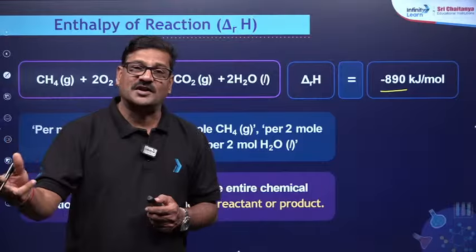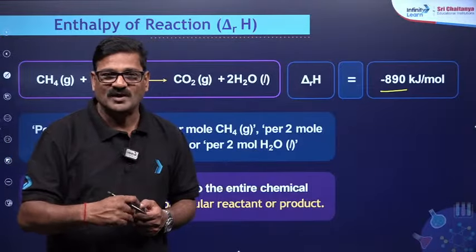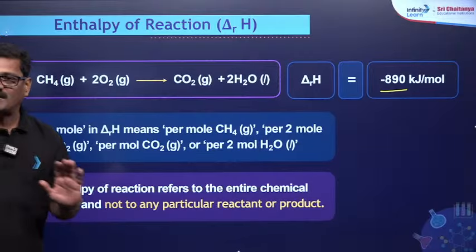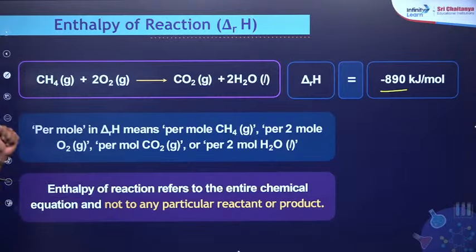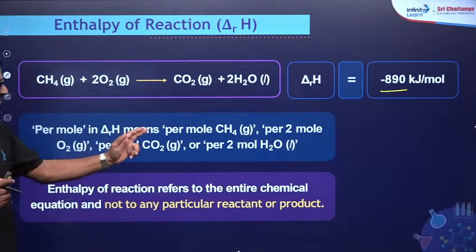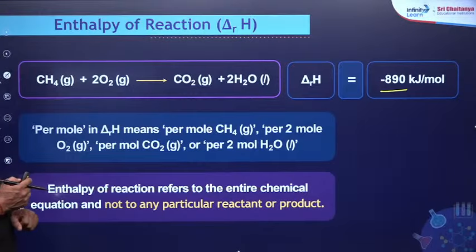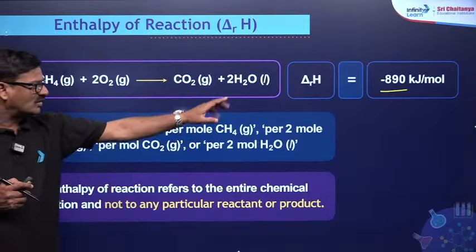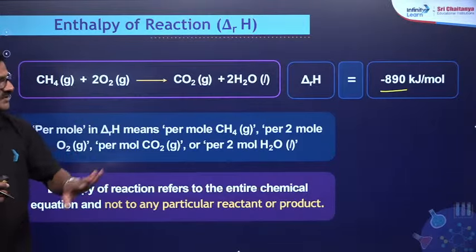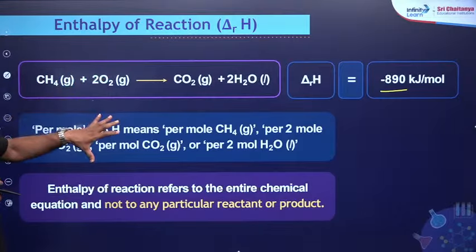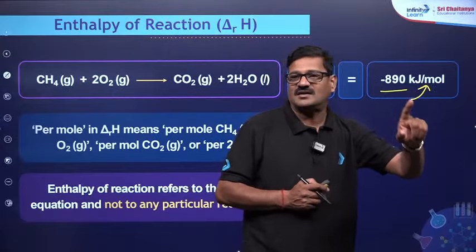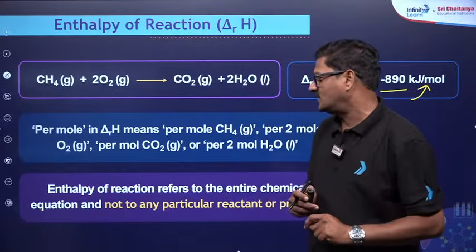Maybe the enthalpy of neutralization value also has to be given, according to the question paper, but you don't have to memorize any value. Better: here, per mole in enthalpy of reaction means per mole of CH4, per 2 mole of oxygen, per mole of carbon dioxide formed, per 2 mole of H2O formed. So the way you have to understand per mole, kilojoule per mole, dimensional analysis is very important.